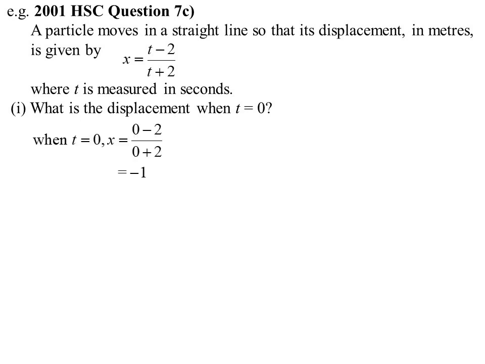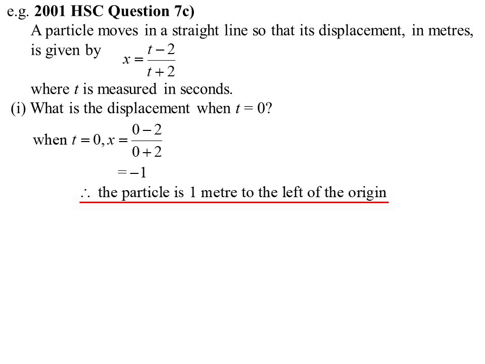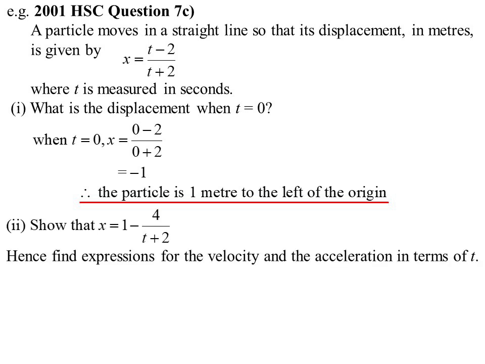Sub in t equals 0? -1. Answer the question though. I've written it as 1 metre to the left of the origin. Again, you could say in the negative direction. You could say, oh well, it's at x equals -1, or show that.